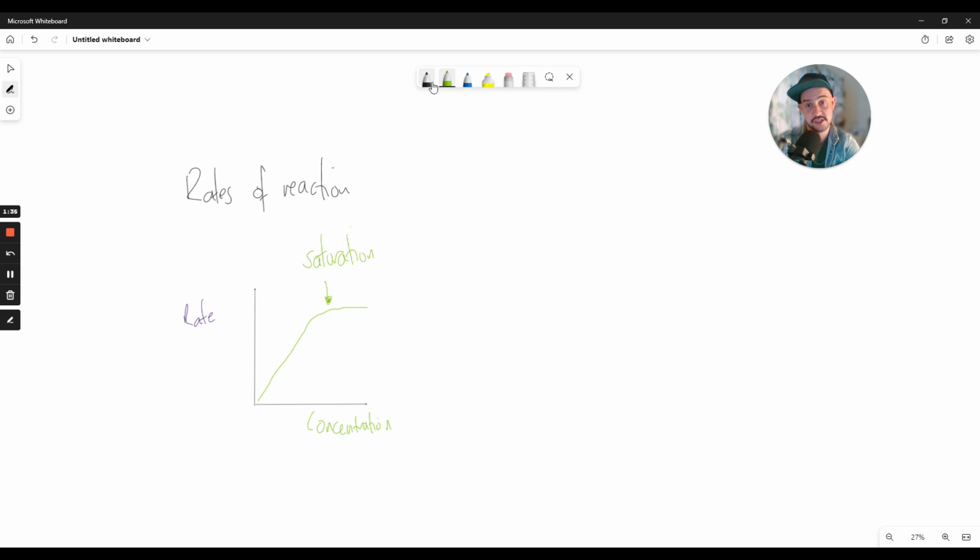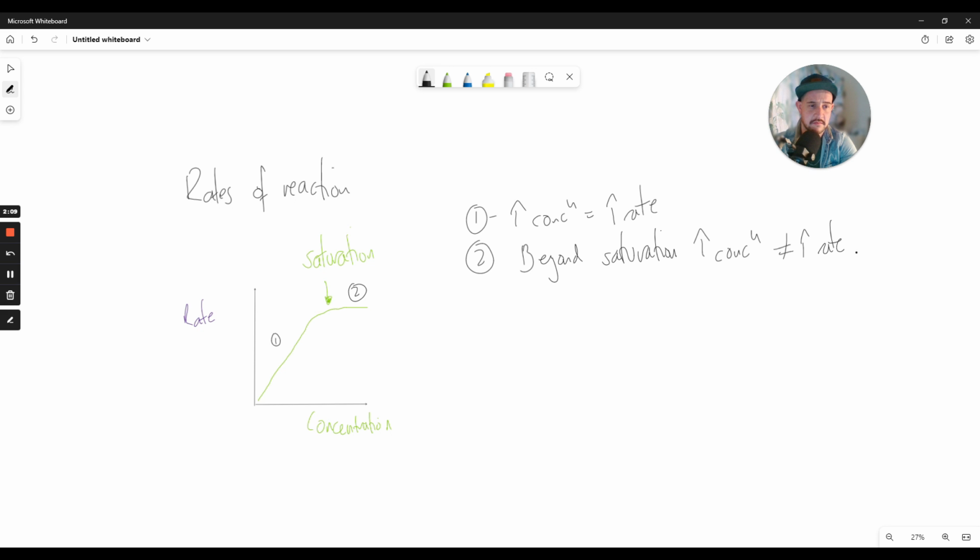Okay, so there are 2 stages then essentially to this graph, stage 1 and stage 2. And at stage 1, when we're describing the graph, we can say that an increase in concentration, and I'm going to just write in shorthand here, obviously write these in full sentences in an exam, but the increase in concentration is going to increase the rate of reaction. Okay. However, beyond saturation or above saturation, okay, any increase in concentration does not increase the rate anymore.